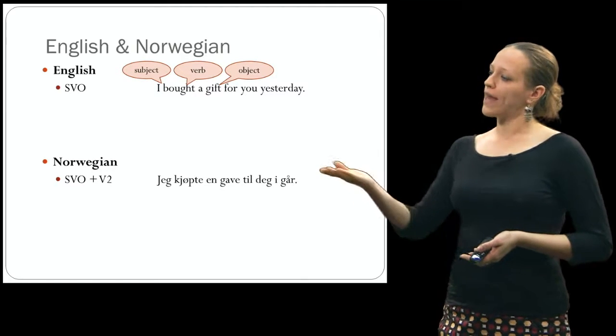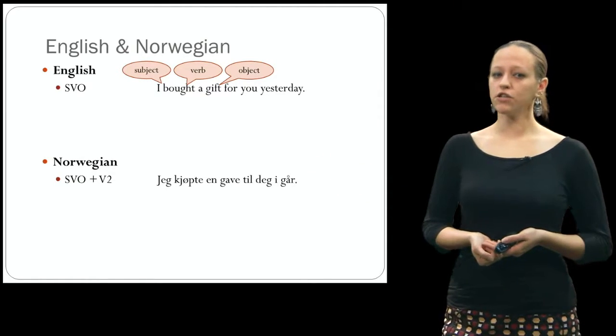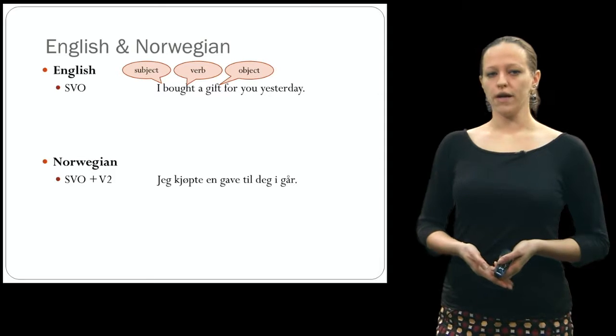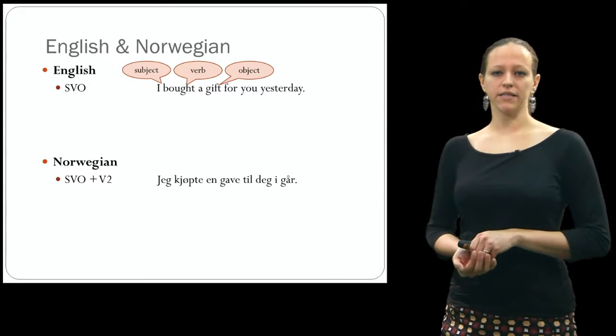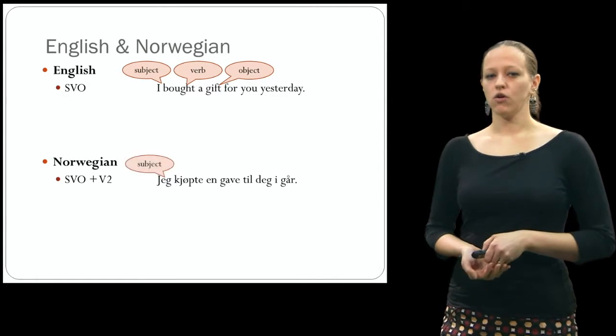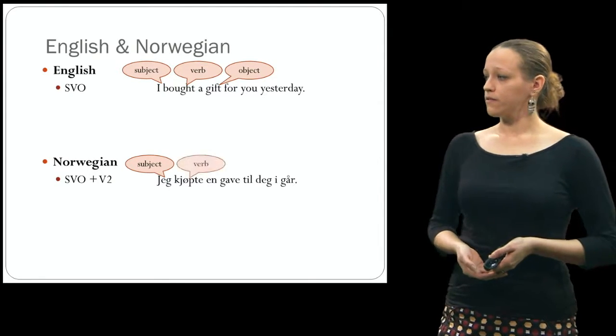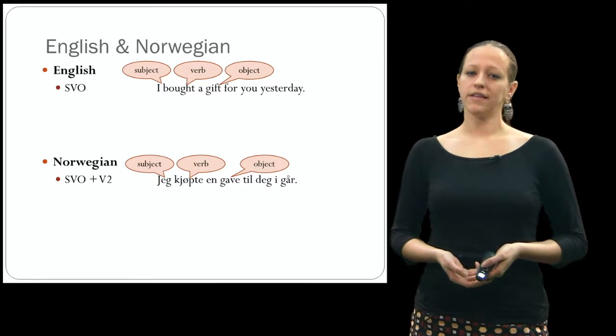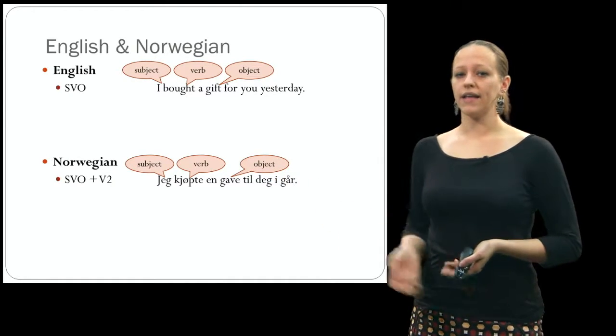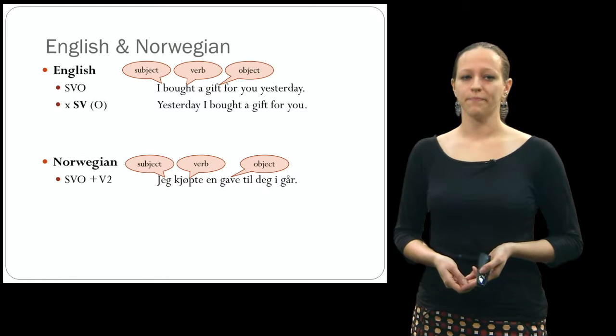Norwegian is also an SVO language, but it has an additional rule, so-called V2, which means that the verb always must come in the second place. So we have Jeg kjøpte en gave til deg i går. Subject jeg, verb kjøpte, en gave til deg is the object. And i går, again, is just some addition to the sentence.